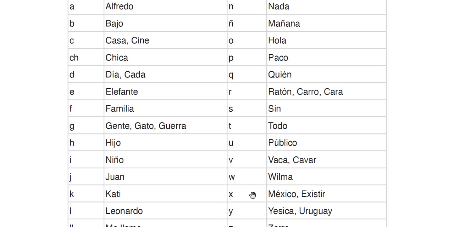Letter X. The letter X can have a couple of sounds. If it is in a traditional Native American word, then it can have an H sound. So like Mexico. Another word is Oaxaca, spelled with an X. So it can have that H sound for traditional Native American words or names. For the most part, however, the X just has the KS sound. So existir, existir.